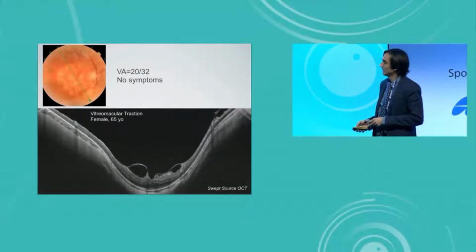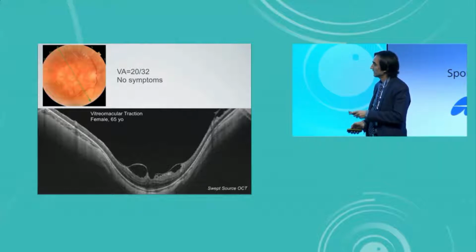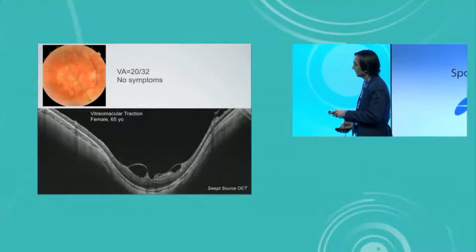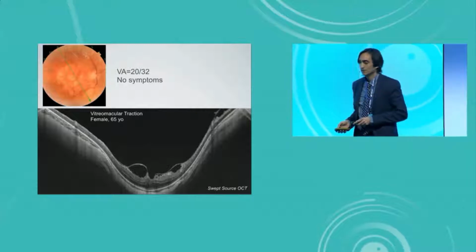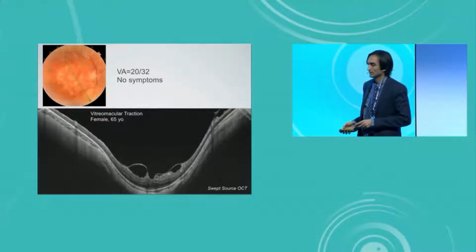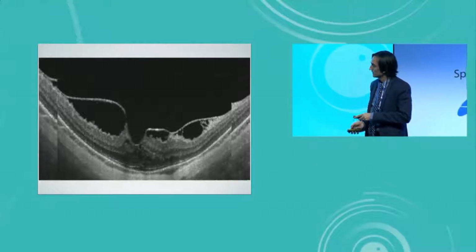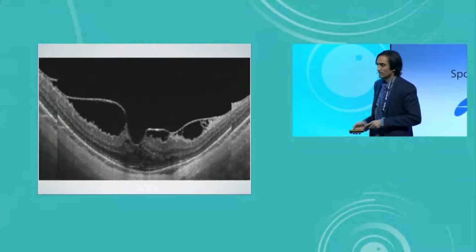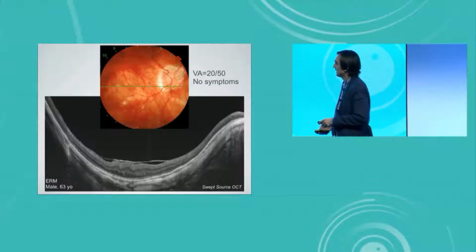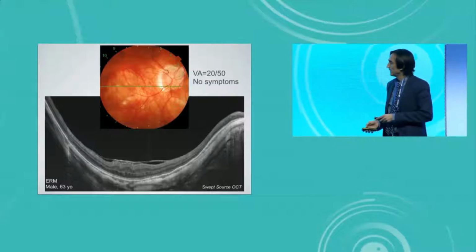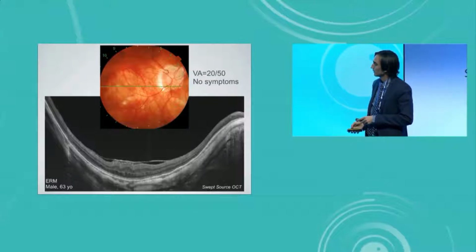Another case, this was clearly the underdog in this quiz, with this relatively stable visual acuity with no symptoms, but with this clear vitreomacular traction and the staphyloma that can be seen very nicely with this swept-source OCT with a long scan. With more detail, we can appreciate the relationship between the vitreous traction and the retinal surface. And the last one, this male with this epiretinal membrane, again with no symptoms.